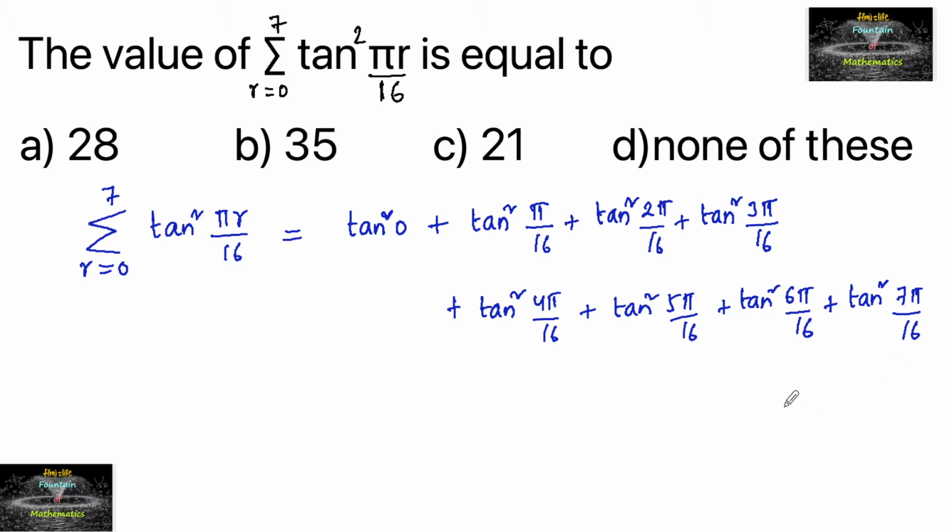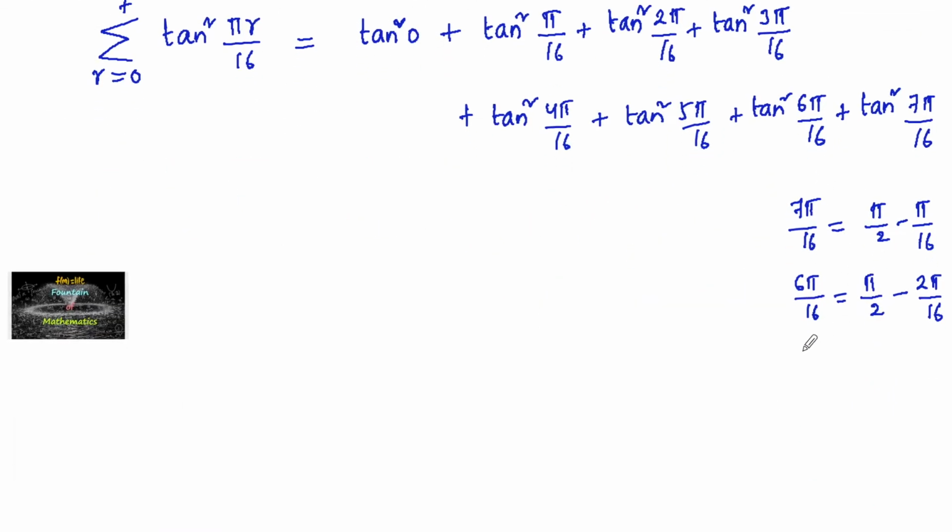Now, since we know that 7 pi by 16 we can write as pi by 2 minus pi by 16, and 6 pi by 16 we can write as pi by 2 minus 2 pi by 16, and 5 pi by 16 we can write as pi by 2 minus 3 pi by 16. So tan 7 pi by 16 is nothing but cot pi by 16.